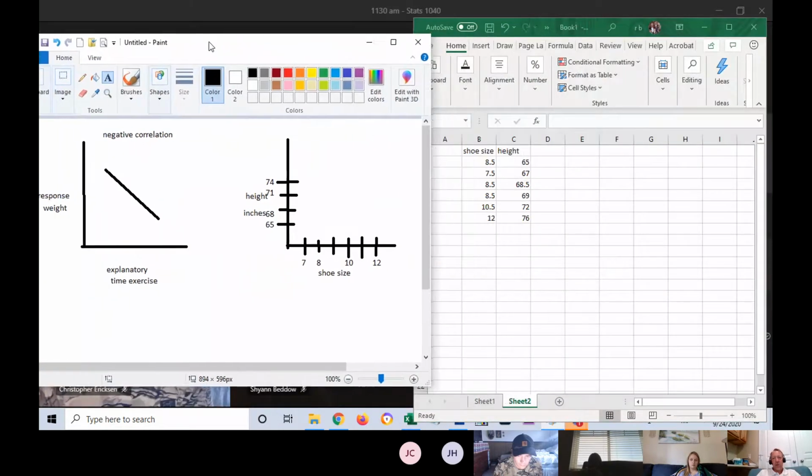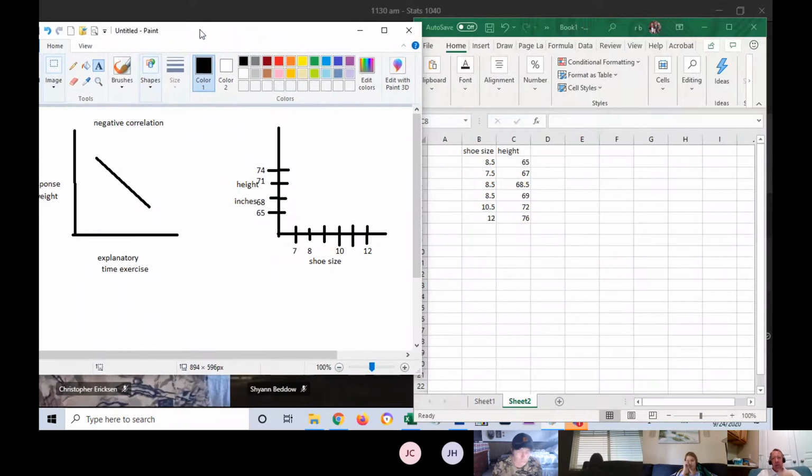Okay. All right, so now we're going to take our data here that we just got. Hopefully I can put these side by side so I can kind of see them together. Okay, so shapes. I need a little circle here. So 8.5 and 68.5 inches. So that's about right there. And 7.5 and 67 inches. It's about right there. 8.5 and 68.5 inches. That's about right on this there again. 8.5 and 69 inches. 10.5 and 72 inches. And 12 and 76.